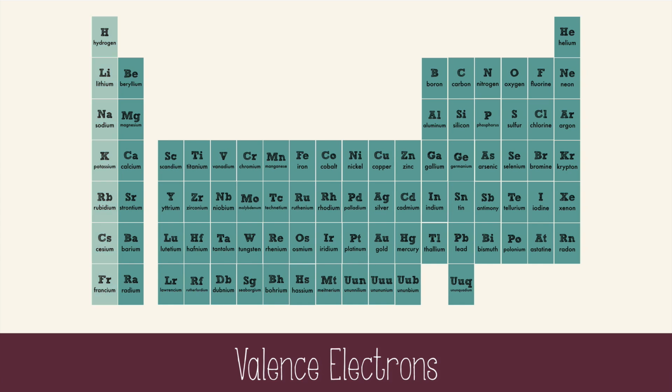Elements in column 1 have 1 valence electron. Elements in column 2 have 2. Elements in column 13 have 3 valence electrons. Elements in column 14 have 4. Elements in column 15 have 5 valence electrons. Column 16 have 6. Column 17 have 7. And column 18, the noble gases, have 8 valence electrons.